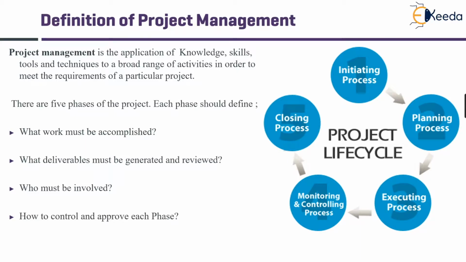Once again, to summarize, project management is the application of knowledge, skills, tools, and techniques to a broad range of activities in order to meet the requirements of a particular project. We have seen the 5 project life cycle phases, that is, initiation, planning, executing, monitoring and control, and the closing process. In each of these phases, you are now able to define what work must be accomplished, what deliverables are generated, who is involved, that is, the stakeholders, and how to control and approve each of these phases. So, what exactly does advanced project management now involve?